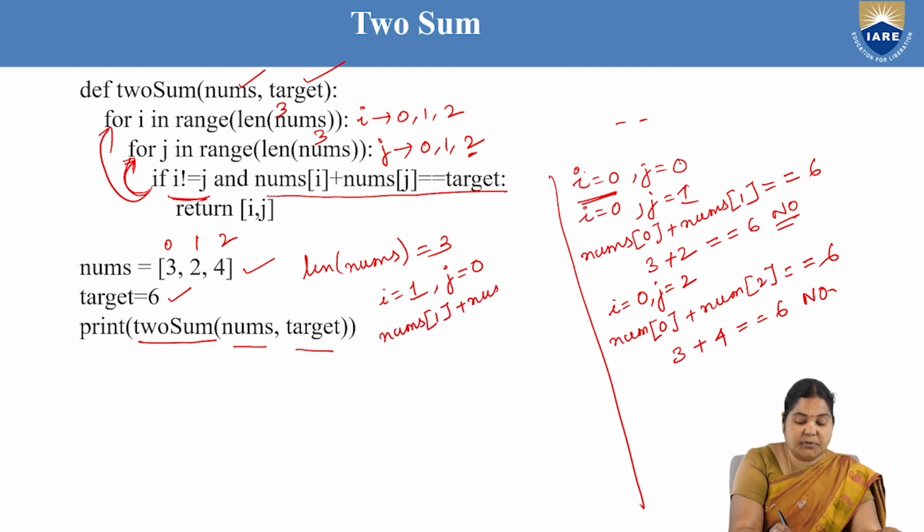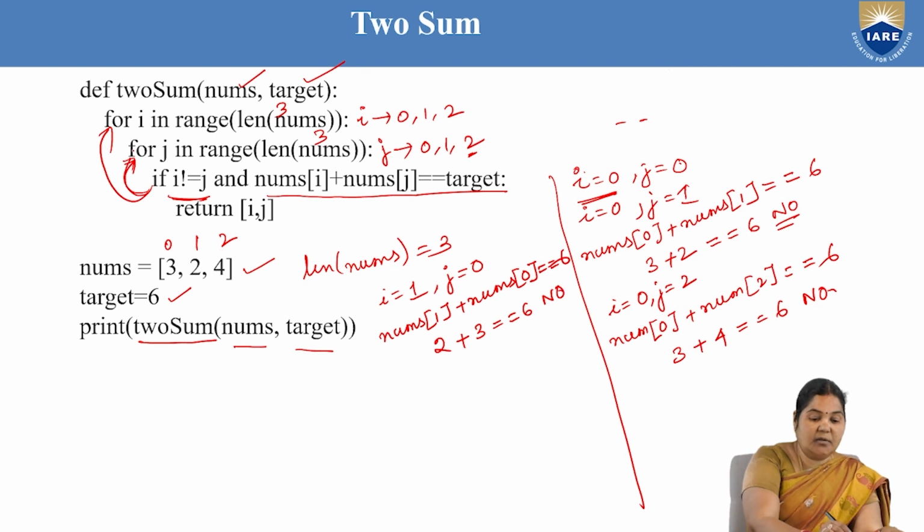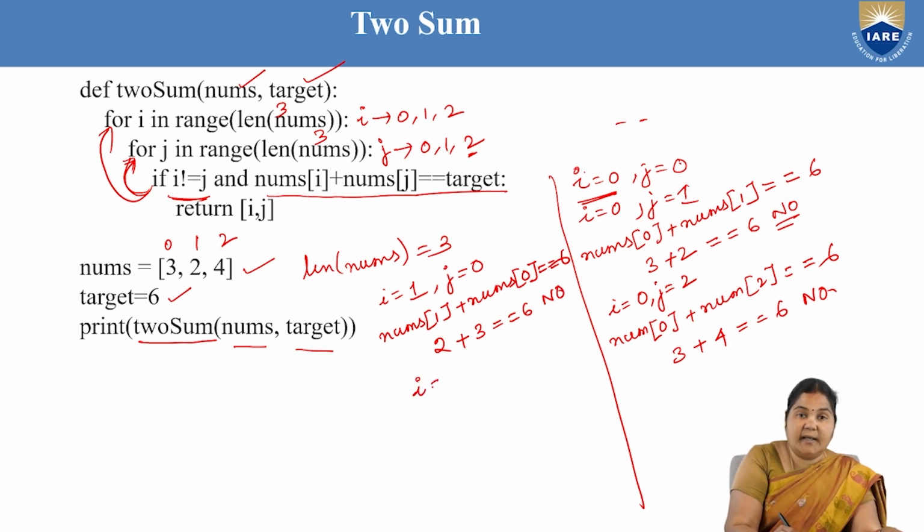Now, nums[1] plus nums[0]. Does it make up to the target 6? nums[1] is 2, plus nums[0] is 3. Does 3 plus 2 become 6? No. So the inner loop will run again. Again i is equal to 1 and j becomes 1. Now both indices are same, so the condition is false. Next, i is equal to 1, j is equal to 2.